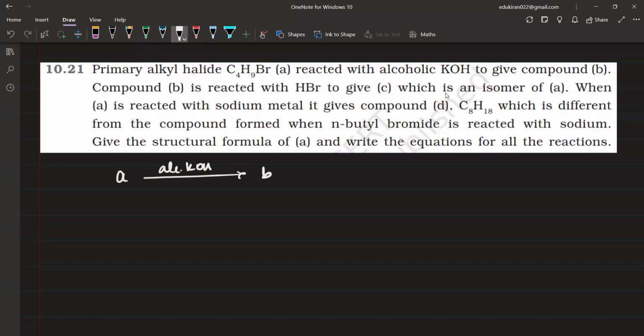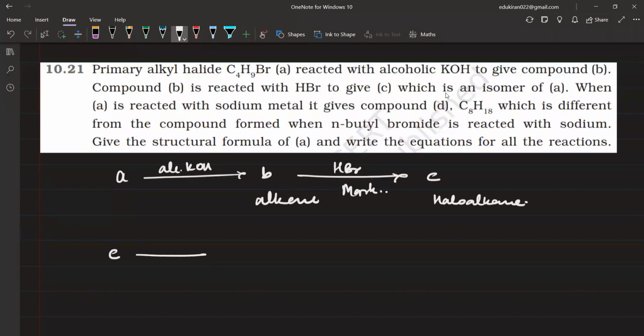Alcoholic KOH. So this is alkene, and reacted with HBr. So Markovnikov addition, and you get C. This is again haloalkane. And when C is reacted with sodium, right? Wurtz reaction, you get the compound D. D has a formula which is C8H18, which is different from the compound formed when N-butyl bromide is reacted with sodium.